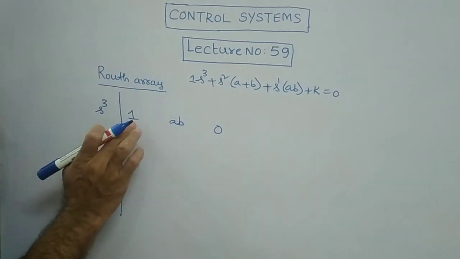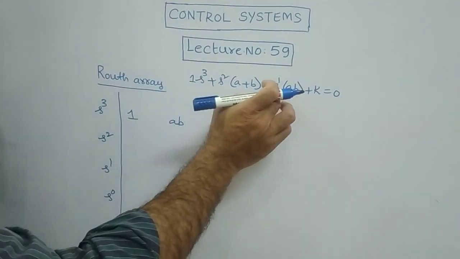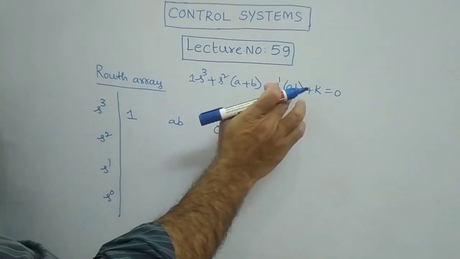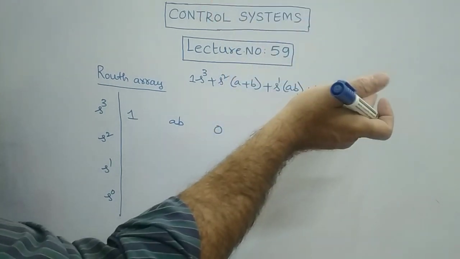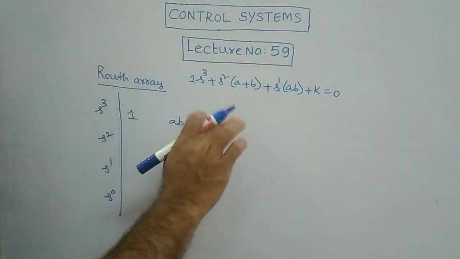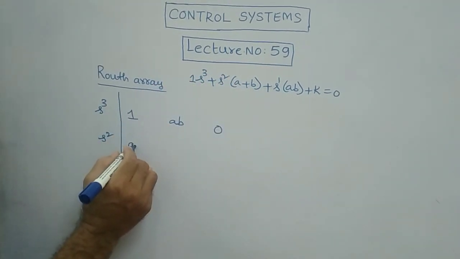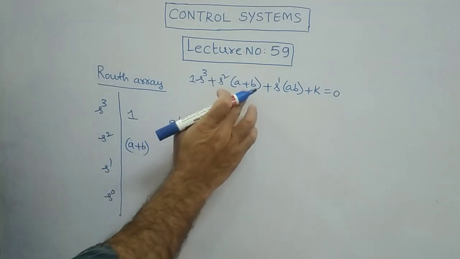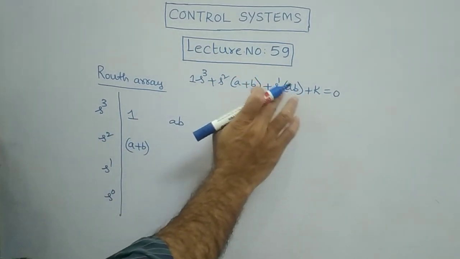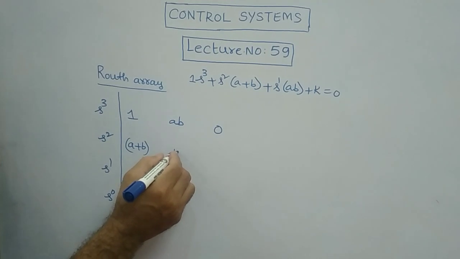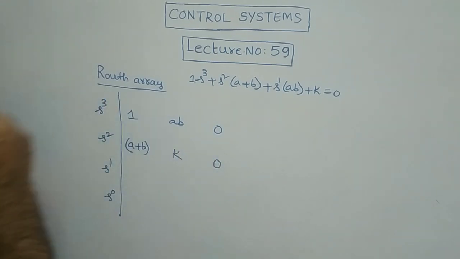So for S cube, you write the coefficient 1. Then ignore the second one and write the next, S power 1, whose coefficient is AB. After AB, you ignore K, then go for the next. If nothing is there, you write 0. Now go to the S square term. The S square coefficient is A plus B, write A plus B here. Then ignore the second one, go to the next number, which is K. You need to write K here. After that, the next will be 0, definitely 0.